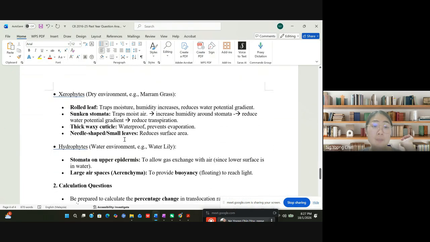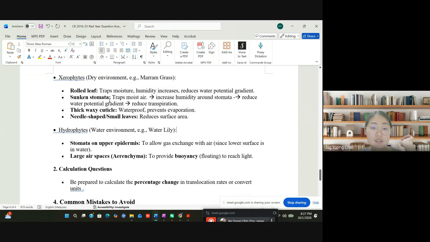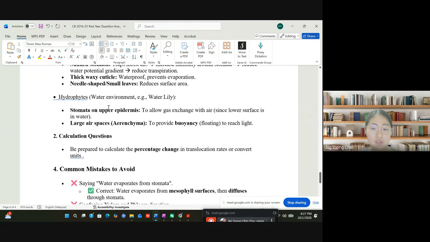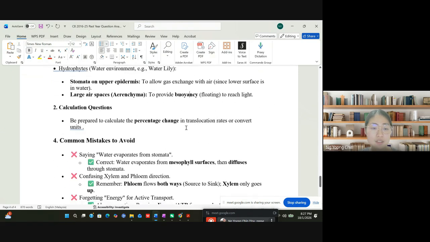Okay, so remember about xerophyte and hydrophyte. Okay, which is their keyword to write, okay, their keyword to write. And then this also, yeah.